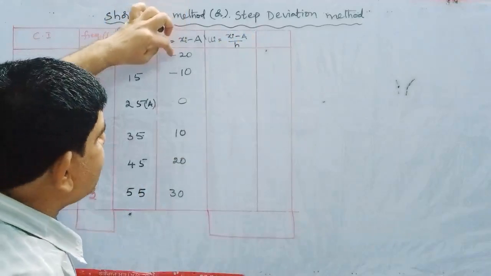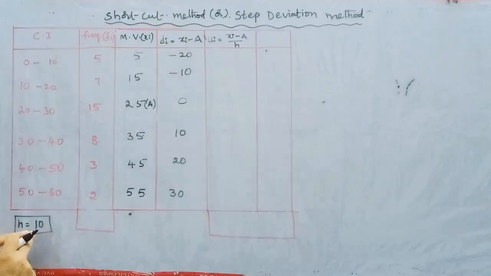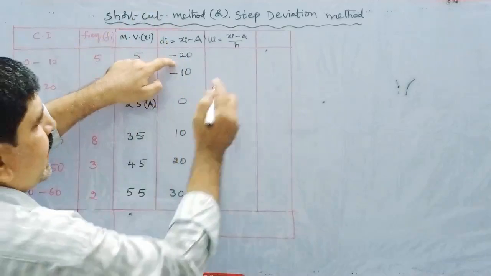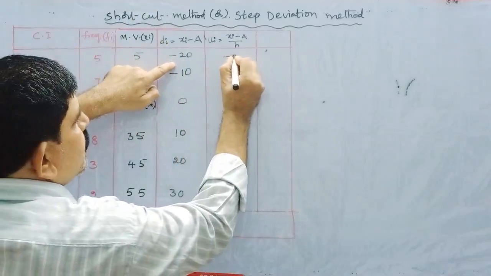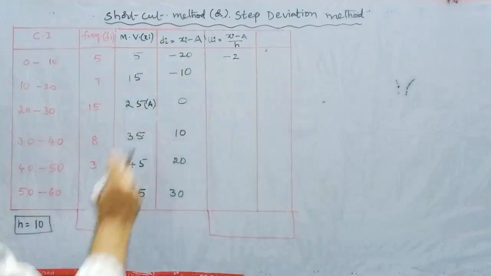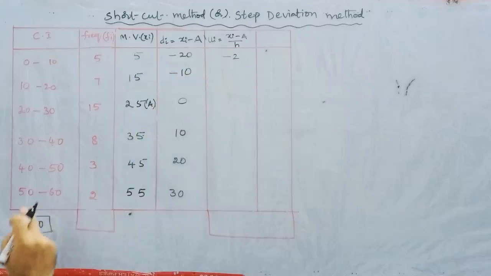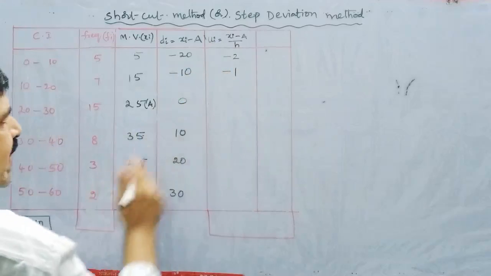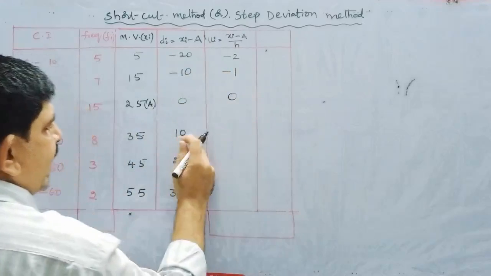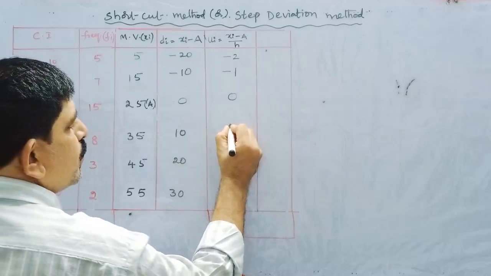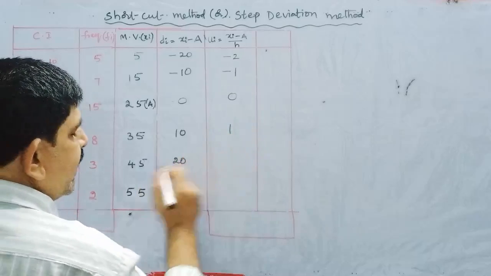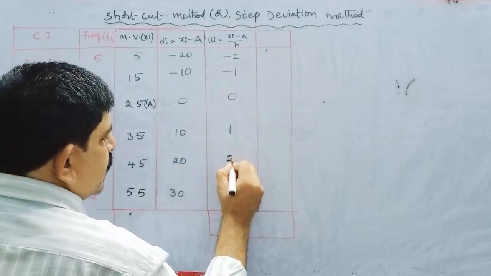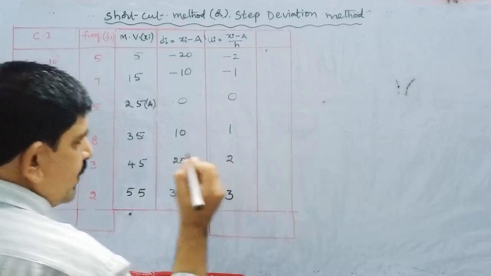Now xi minus a by h. Xi minus a is minus 20 and h is 10. So minus 20 by 10 is minus 2. Next one, minus 10 by 10, minus 1. 0 by 10, 0. 10 by 10, 1. 20 by 10, 2. 30 by 10, 3.